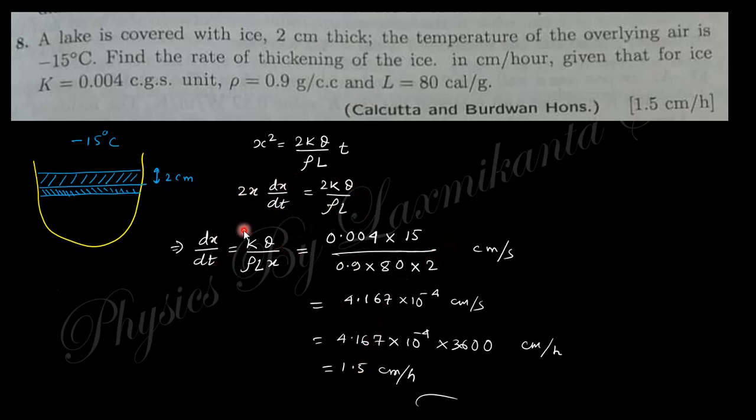So put in these values. K is the thermal conductivity, theta is the temperature, 15. Rho is the density, L is the latent heat, and X is the thickness. So finally you will get the answer. Just check the unit. This will be centimeter per second. You need to convert into centimeter per hour, so multiply by 3600. Go to the next one.